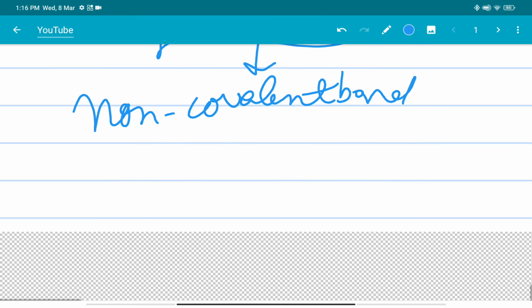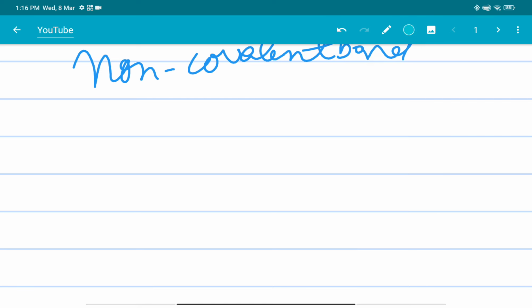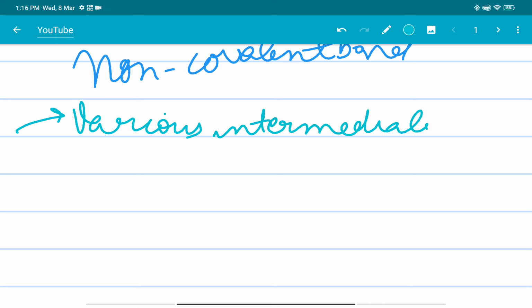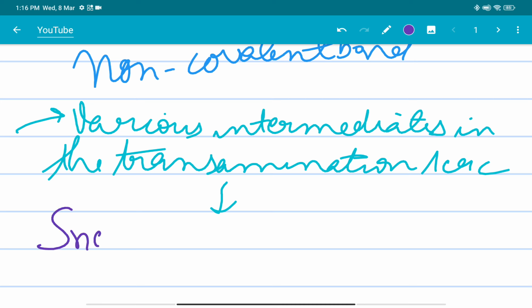What is the ping pong bi bi mechanism? The ping pong mechanism says that there is a formation of various intermediates in the transamination reaction. Fine. The ping pong bi bi mechanism was suggested by Snell and Braunstein.